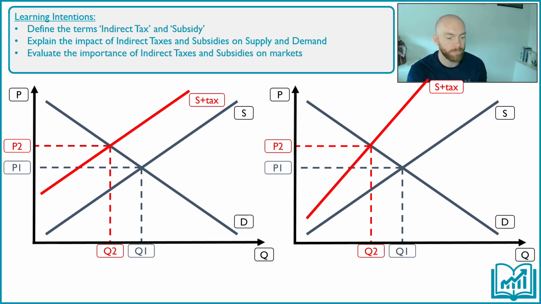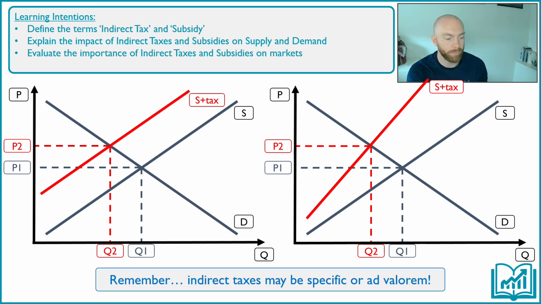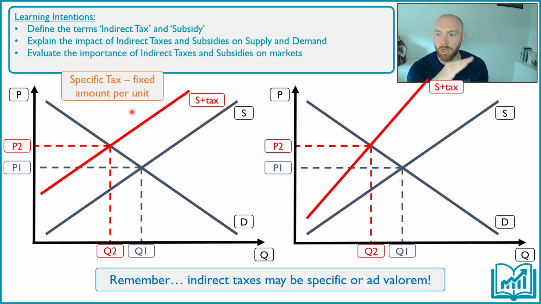Just to remind you, an indirect tax can be specific or it may be ad valorem. So a specific tax is where a tax is a fixed amount per unit. So let's take a bottle of wine. It's £1 per bottle of wine. It doesn't matter how much that wine is worth. It's £1 per bottle. So it doesn't matter how expensive the bottle of wine is. The tax is always £1.